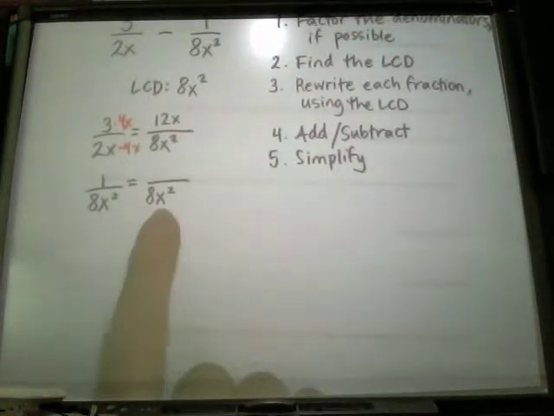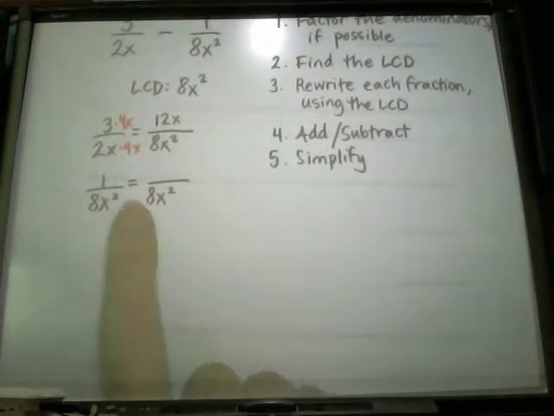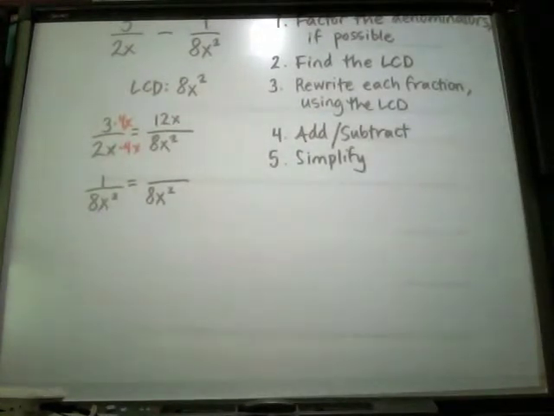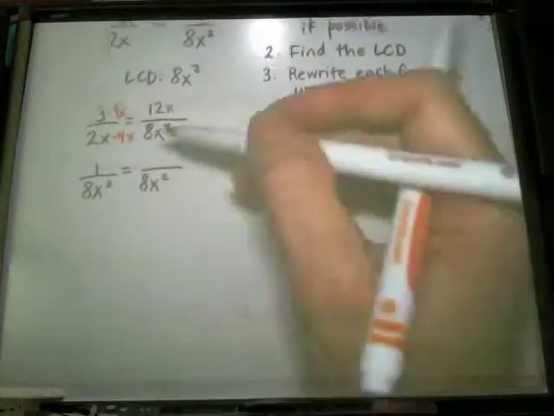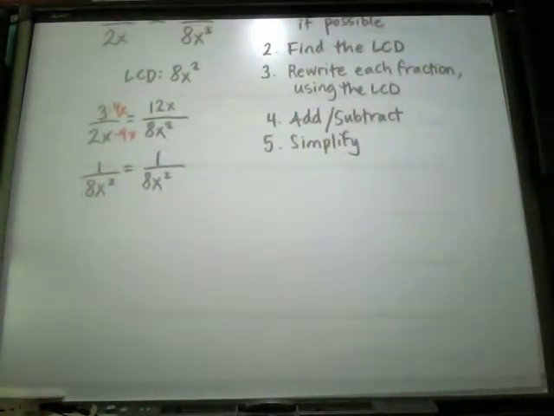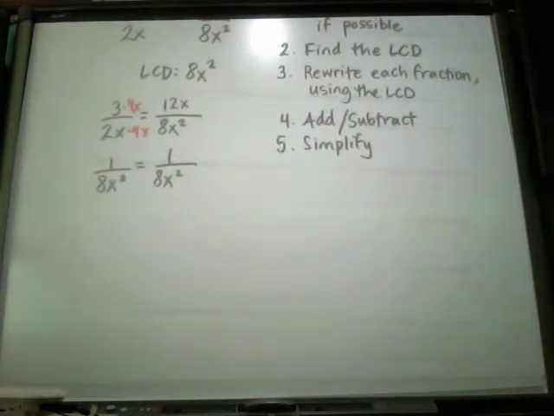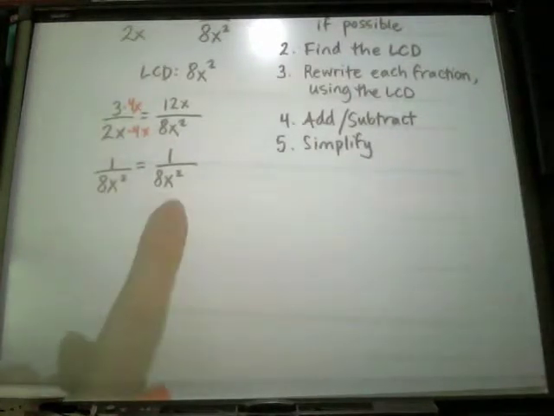Oh, look at my LCD. How did I get from 8x squared to 8x squared? Well, I didn't do anything. Or you could say you multiplied by 1, but either way, times 1, it doesn't make a difference. So it turns out that our LCD was actually the same as this first denominator. That will happen on maybe the first problem or two that I gave you.